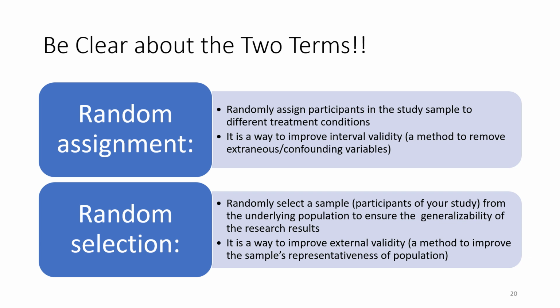Finally, do not confuse random assignment with random selection. Random assignment enhances internal validity and establishes conditions for making causal inferences. Random selection enhances external validity and provides a foundation for improving generalizability.